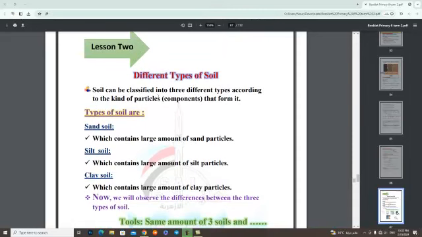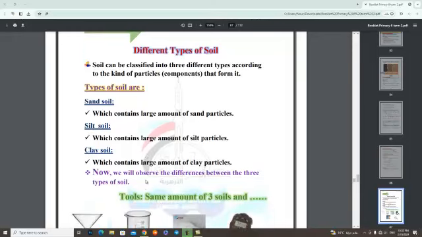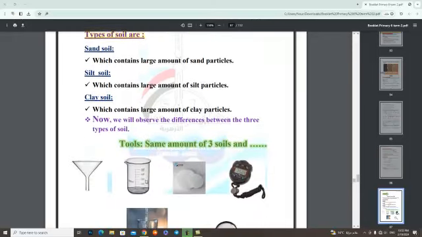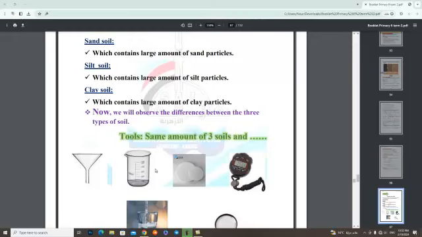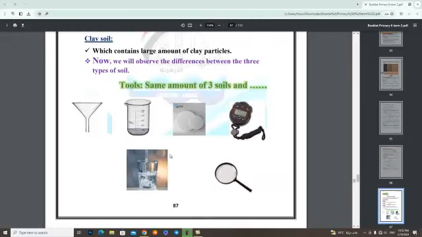Different types of soil. Soil can be classified into 3 different types according to the kind of particles that form it. Types of soil are sand soil, which contains a large amount of sand particles. Number 2, silt soil, which contains a large amount of silt particles. Number 3, clay soil, which contains a large amount of clay particles. Now we will observe the difference between the 3 types of soil.